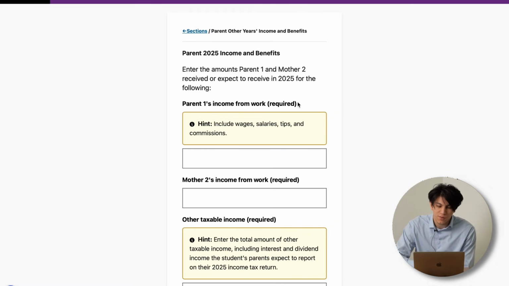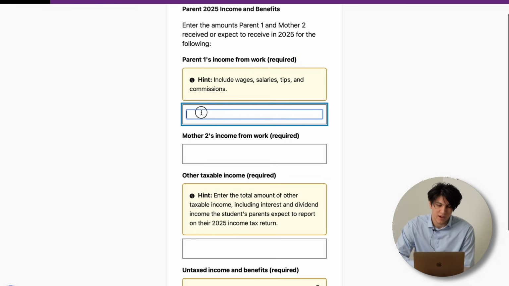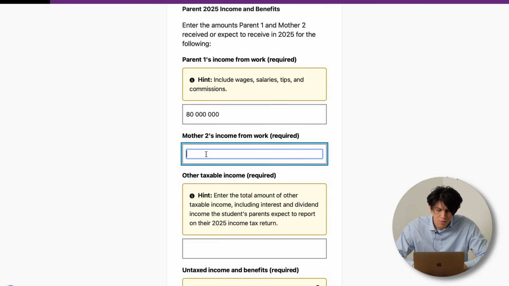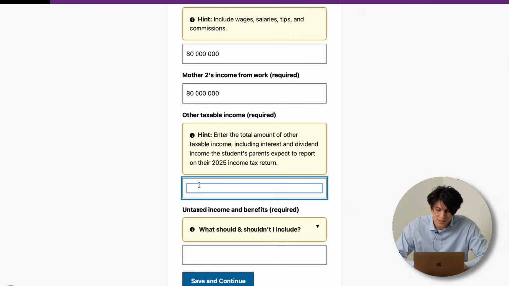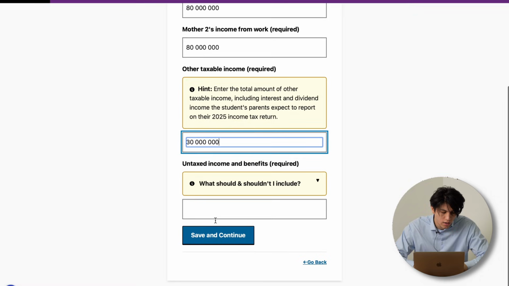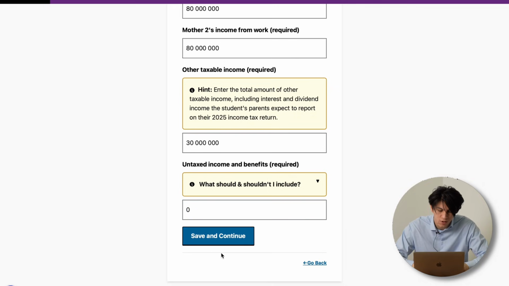Okay, so this one is asking for parents' income from work in 2025. So that's going to be almost similar. So what was that? 80 million sums, right? And mother 80 million sums. Other taxable income, this one would be rental, right? Rental is taxable. If not taxable, don't write it. 30 million sums. Untaxed income and benefits. So that's money given from different family members and so on and so forth. That's 40 million. No, let's say 0.